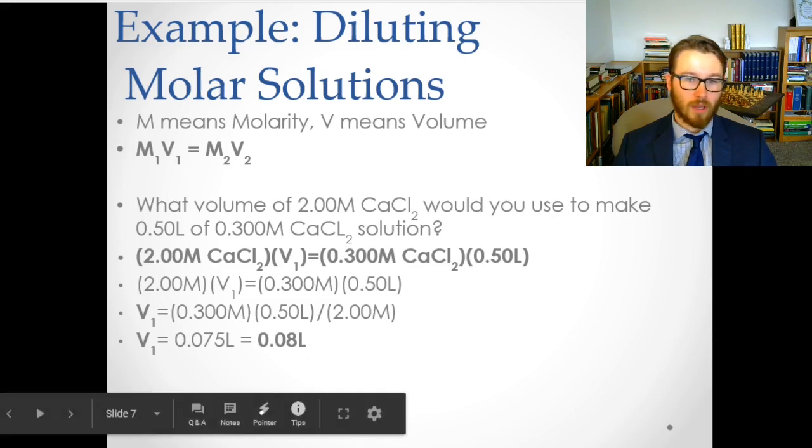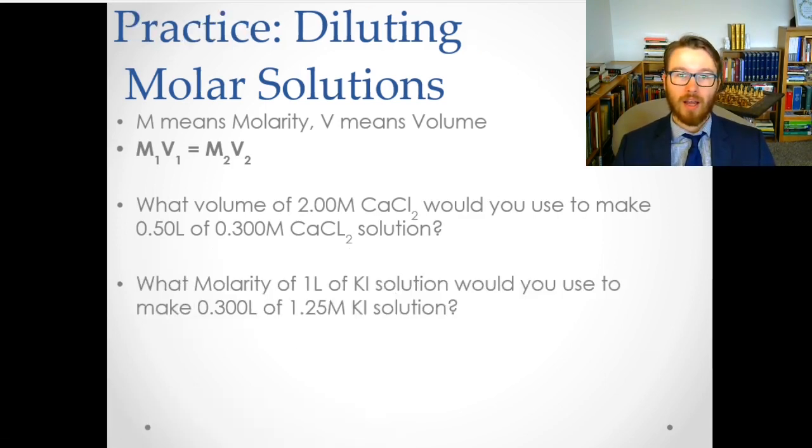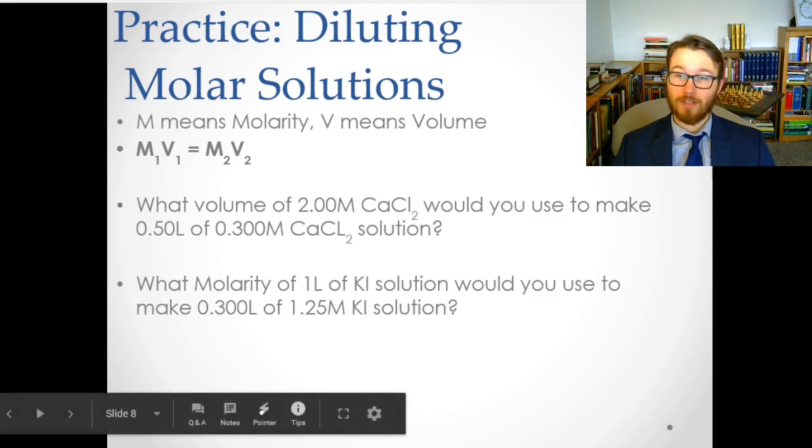So take a look at this as it's written out. Write it in your notebook or whatever scrap paper you have lying around your house and solve these practice problems. Again, they're just M1V1 equals M2V2. That's all they are. So look for the variable, plug the rest of the numbers in, and then solve for the variable. Pause the video, take about 3-4 minutes, and then I'll show you the answers.